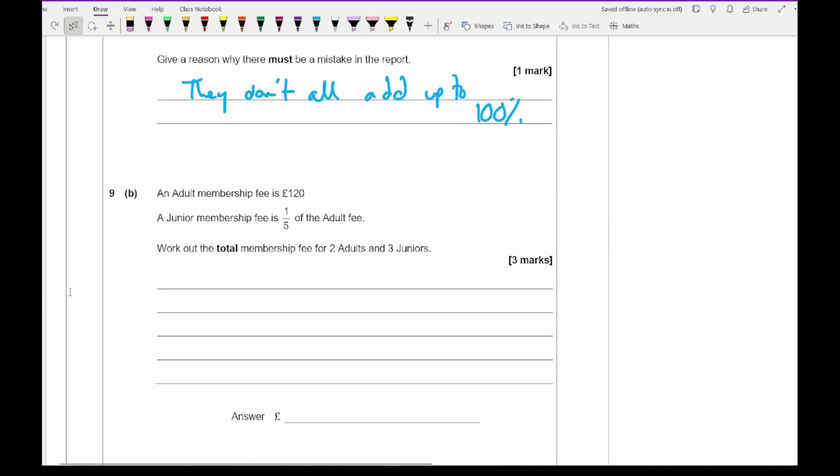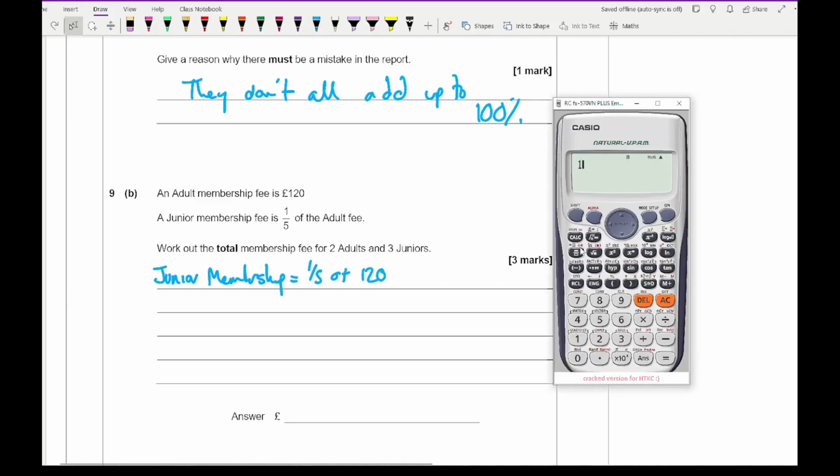It then says that an adult membership fee is £120, and the junior membership fee is 1/5 of the adult fee. Work out the total membership of 2 adults and 3 juniors. The first thing we need to do is work out what the junior membership costs. So junior membership equals 1/5 of 120. If I type that into my calculator, 1/5 of means times, we get £24.